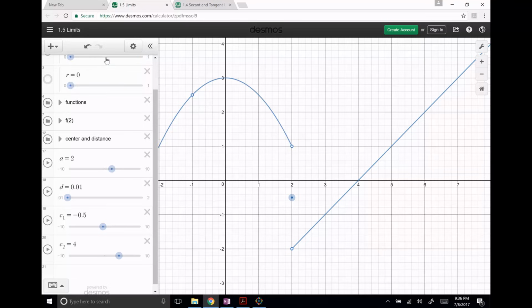Now let's go ahead and turn on the right-hand limit. So the right-hand limit, as we approach from the right, bigger values than 2. In this case, the right-hand limit seems to be getting closer and closer to -2.